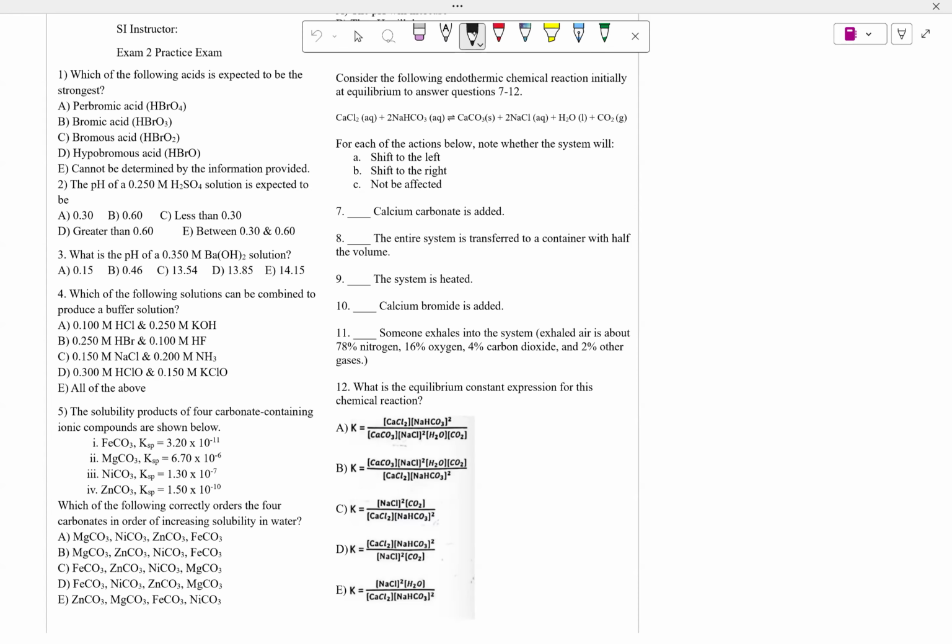And then HCl, KOH, HCl. Is that a strong acid and a strong base? Are those components of the buffer? Oh, wait, no, yeah, KOH. I messed up.